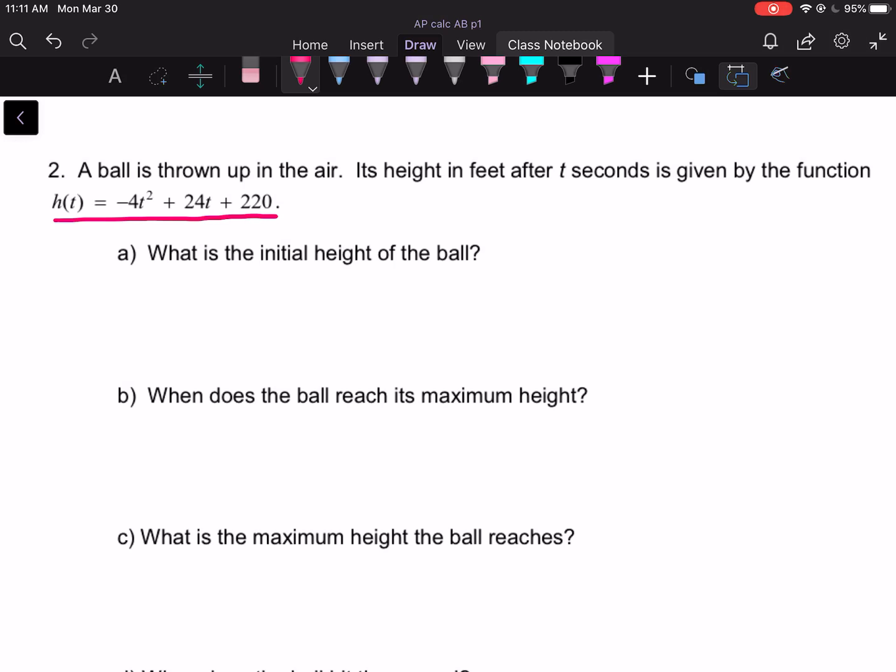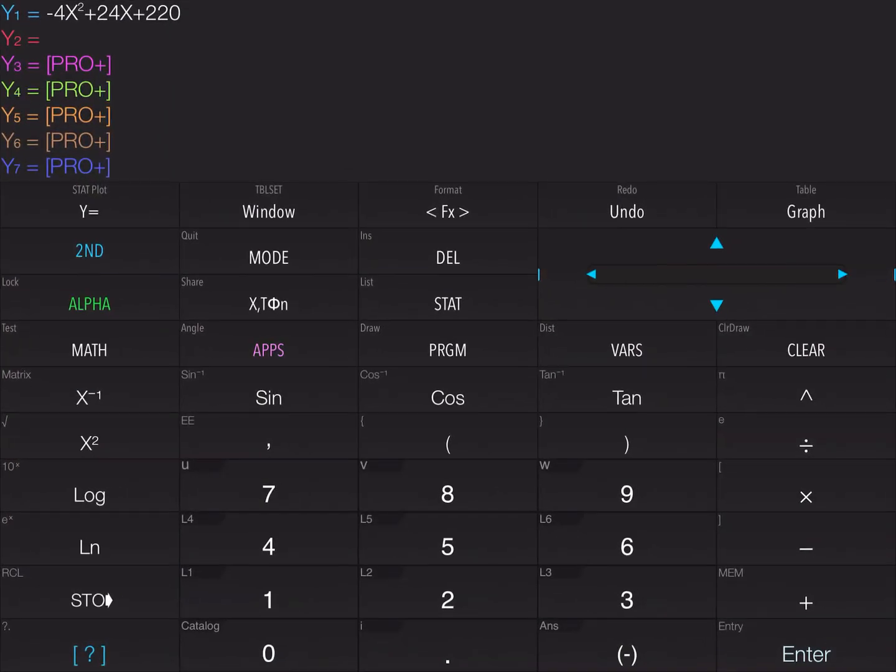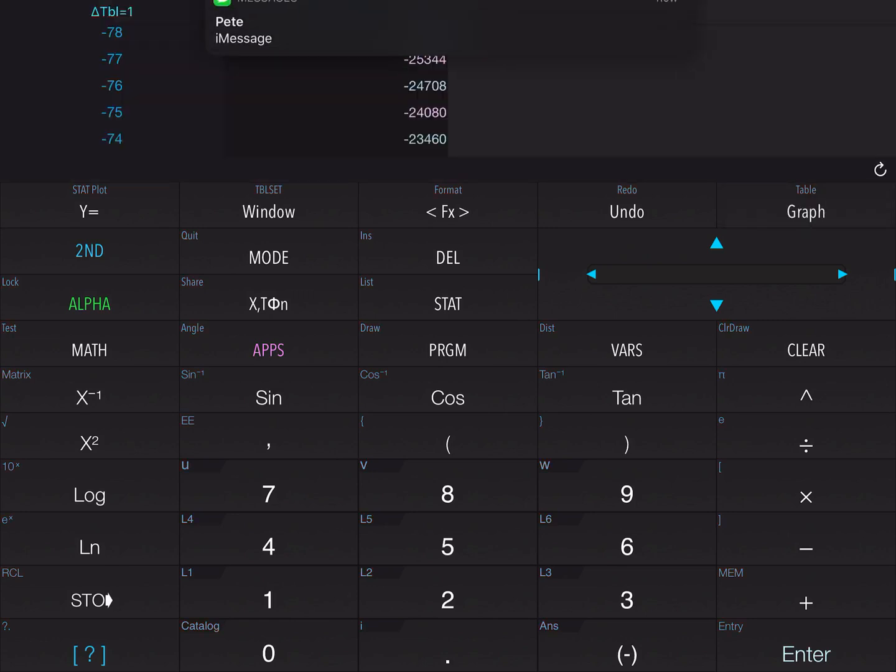So the first question they ask us is, what's the initial height of a ball? So let's just look at a visual real quick. This is not the calculator you should have downloaded. There's one on your computer which is much better and you have much more features. But we go to y equals, which is right here. You type that equation in, which I have already, negative 4x squared plus 24x plus 220. To see the graph, you just hit graph.